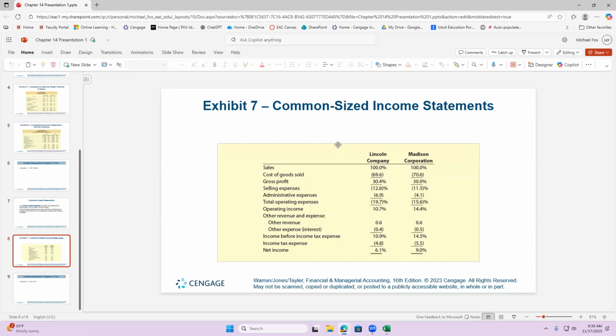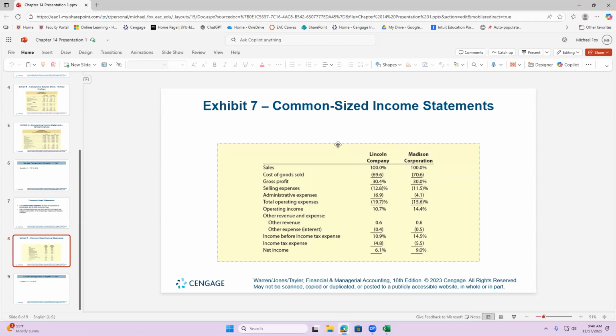Okay. So our sales for these two companies are expressed as 100%. And all you're doing is a vertical analysis of each company. So in the case of an income statement, dividing every line item by its sales. And then we can look at these side by side, and we can see that down at the bottom, Madison Corporation converts 9% of their sales into net income, and the Lincoln Company only converts 6.1% of their sales into net income. So that's a sign that Madison's doing something better, something right. So we use this sometimes when we're trying to decide between two different investments.